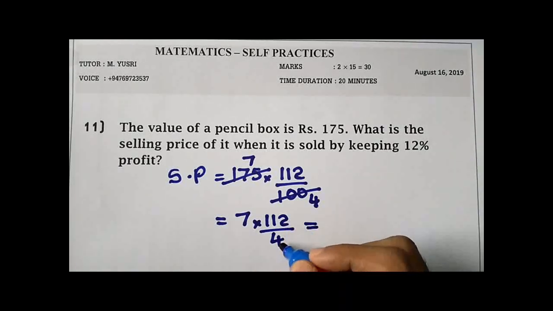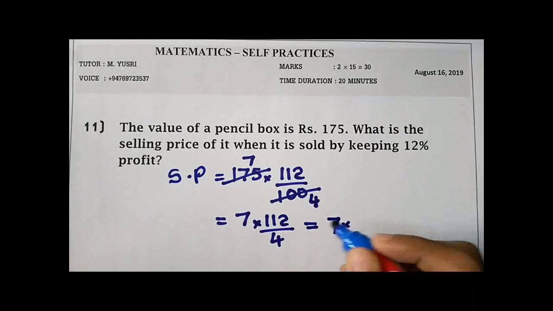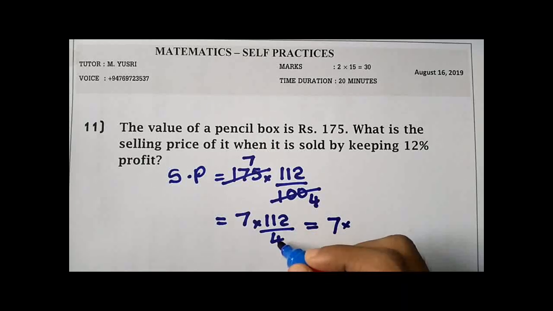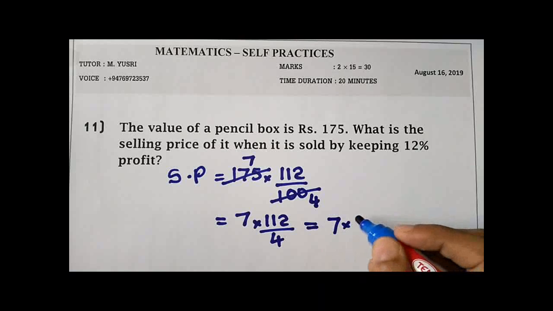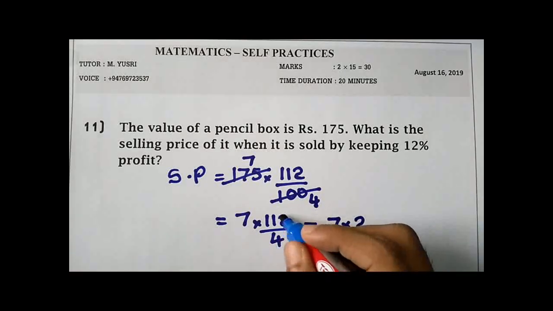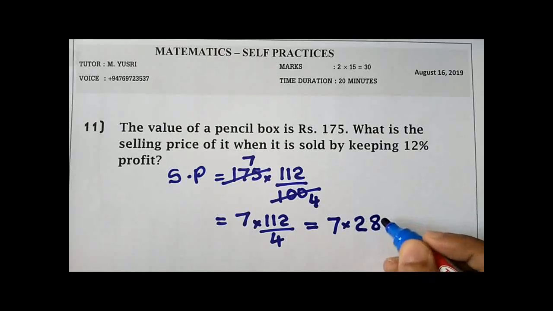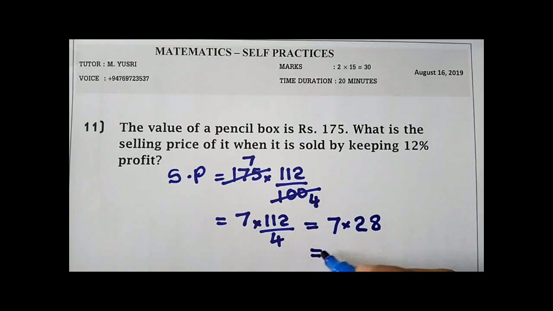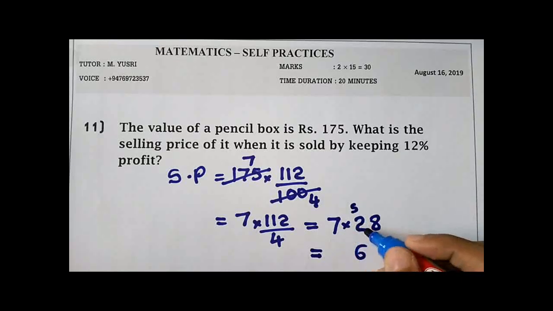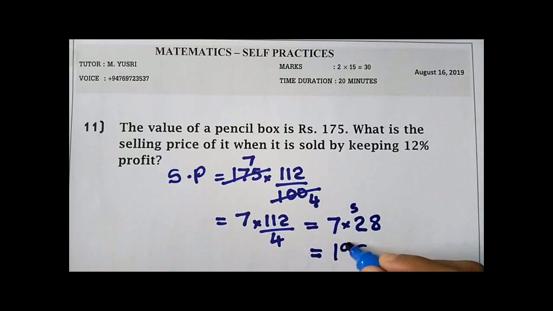Now 112, yes, we can divide by 4. In 11, how many 4s are there? Just 2, and 3 is remaining. Now we will join them both. In 32, how many 4s are there? 8. Now we just have to multiply 28 by 7. So 7 8s are 56 and 5 remaining. 7 2s are 14 plus 5, 19. So 196 is the answer.